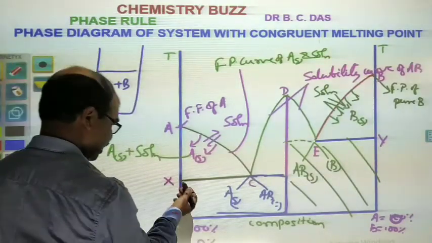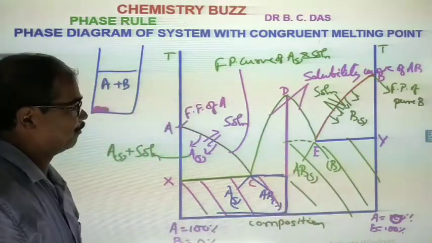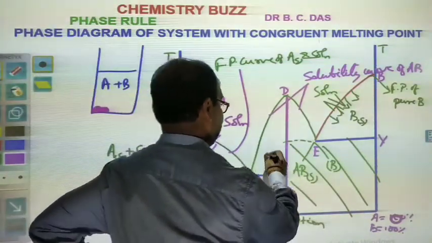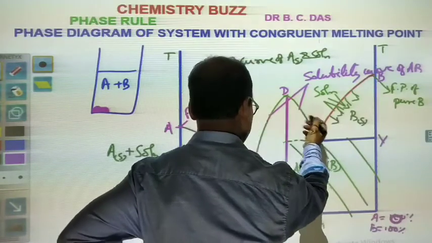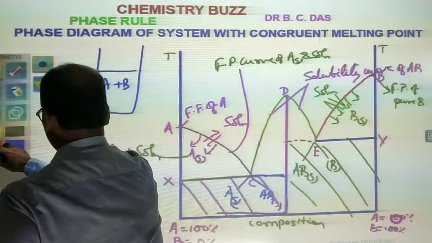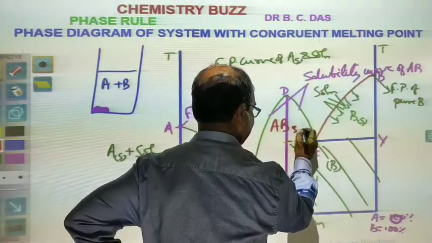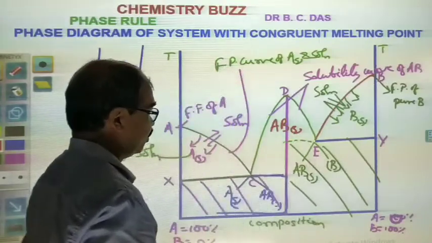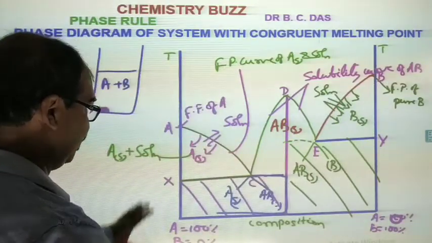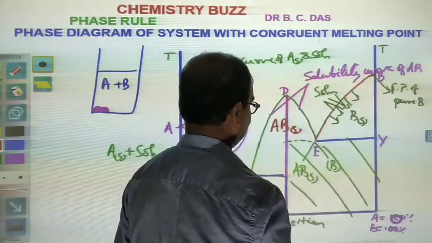In this region you get solid A and solid AB. And this is the region where you will get solid AB. So we have described where is what.